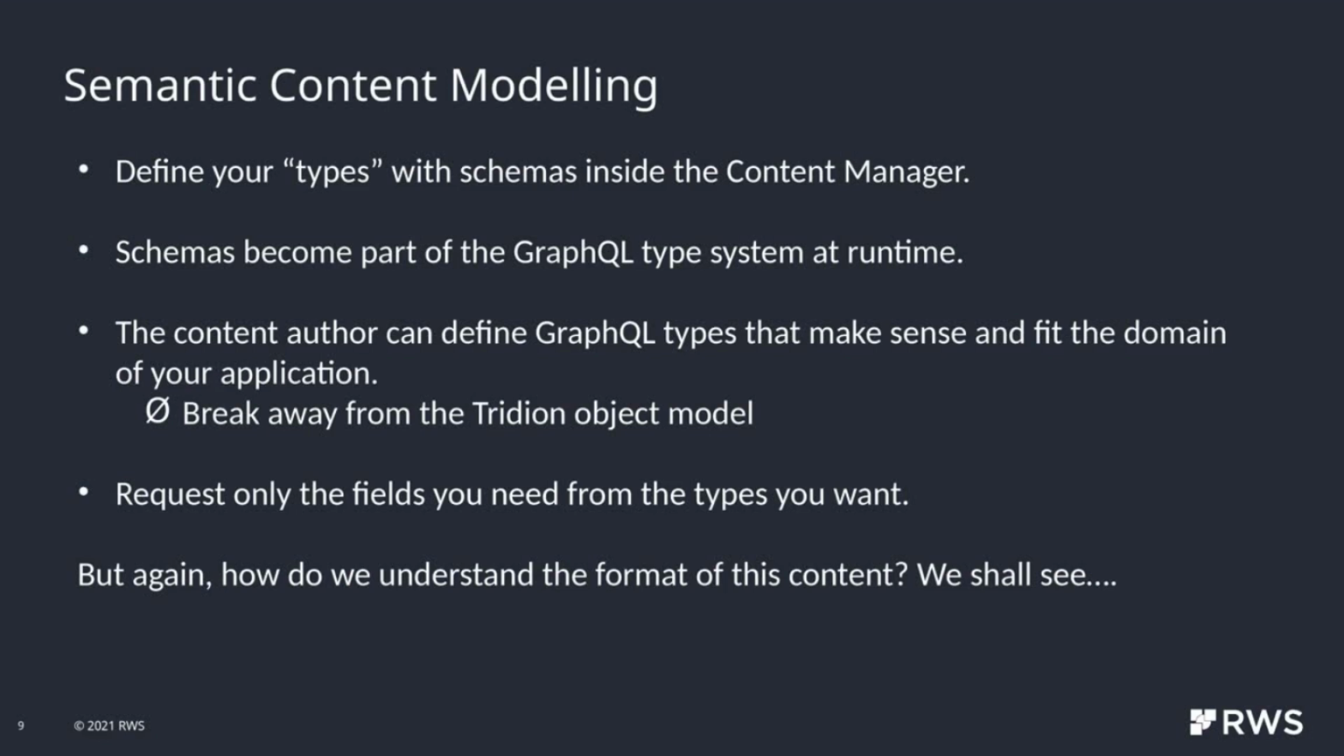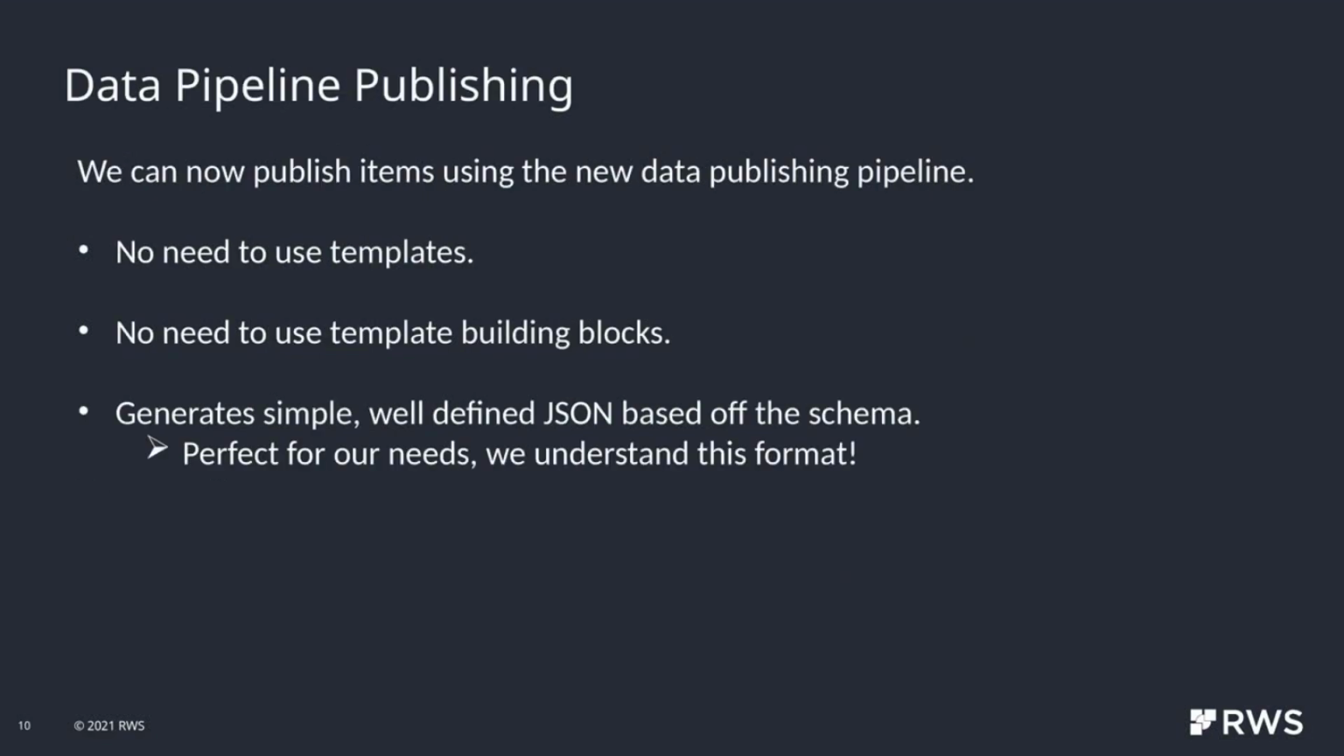So that's all great, but the question still remains, how do we understand the format of the content? And that's what we'll look at next. So we achieve this through the data publishing pipeline. And the cool thing about this is it's no longer templates or template building blocks. It's out of the box just publishing JSON, raw JSON.